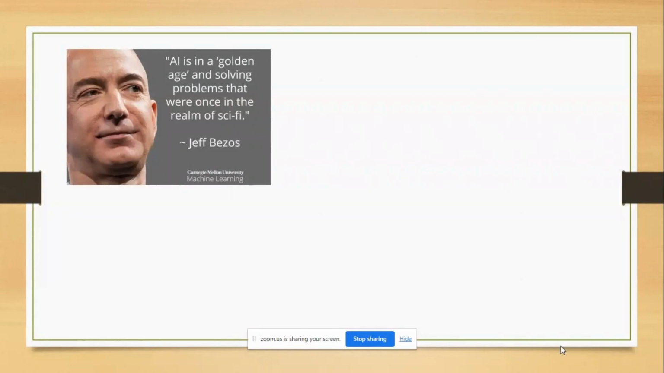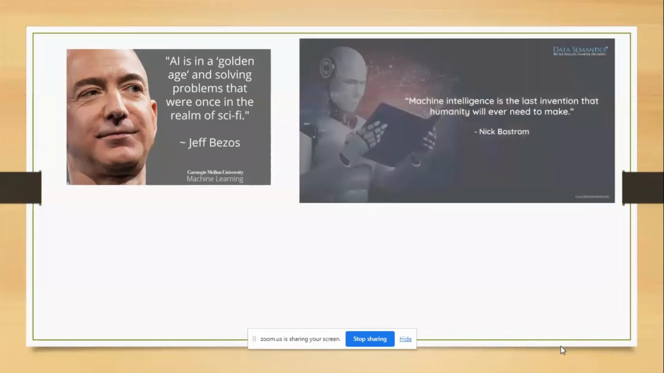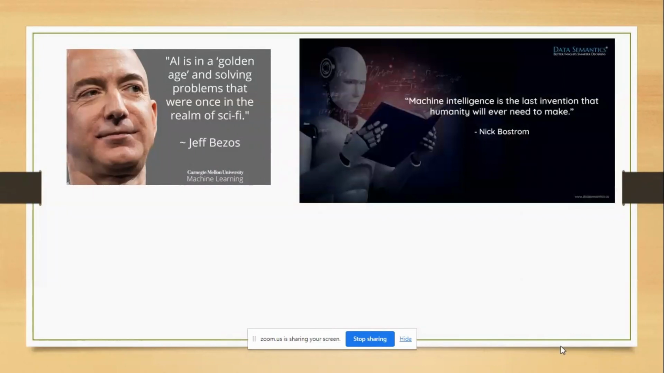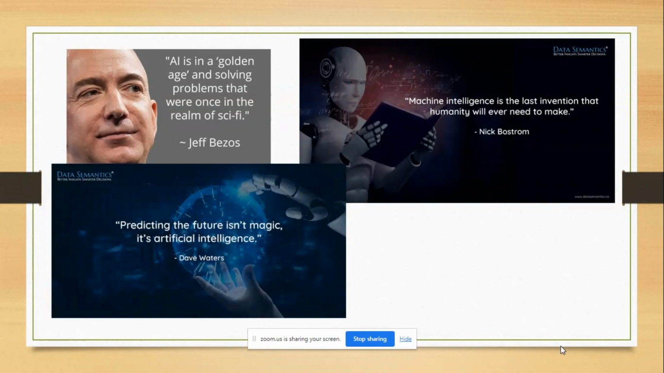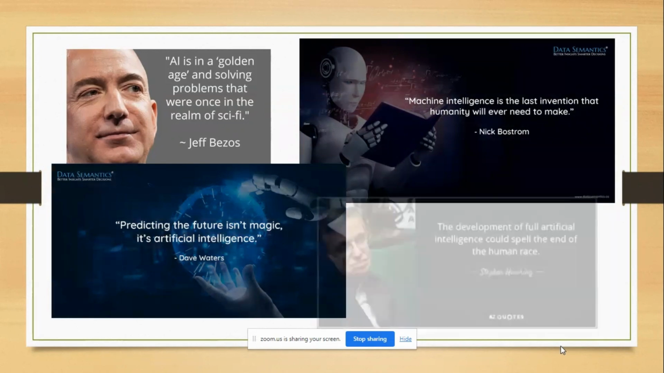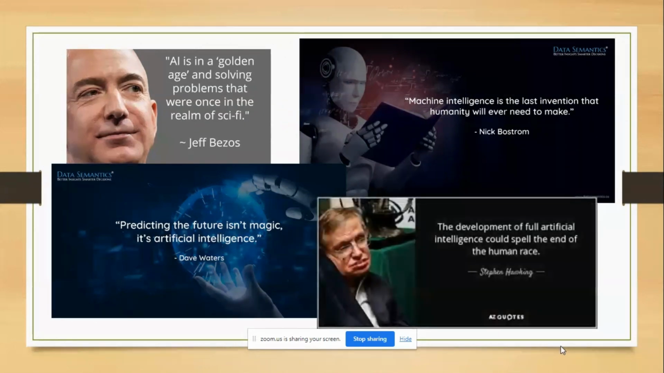While we have people like Jeff Bezos who are talking about AI in the positive realm, we have people saying machine intelligence is the last invention that humanity will ever need to make. And then we have people saying predicting the future isn't magic, it's artificial intelligence. So they're almost saying that artificial intelligence is magic. And then we have people like Stephen Hawking, who said the development of full artificial intelligence could spell the end of the human race. And there's another quote by Stephen Hawking, who says we don't know whether it was the best thing that happened to us or the worst thing that happened to us.